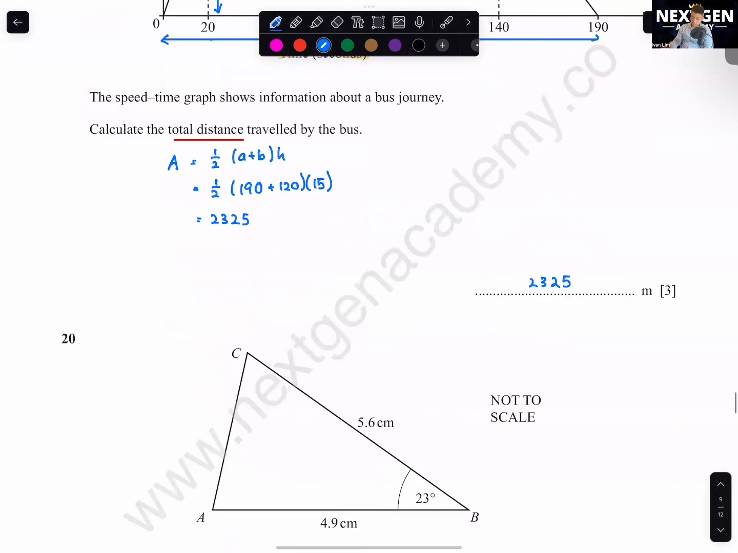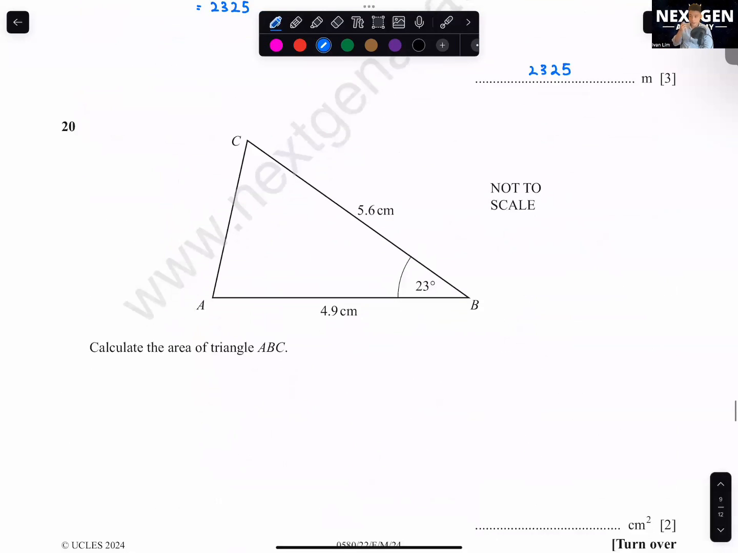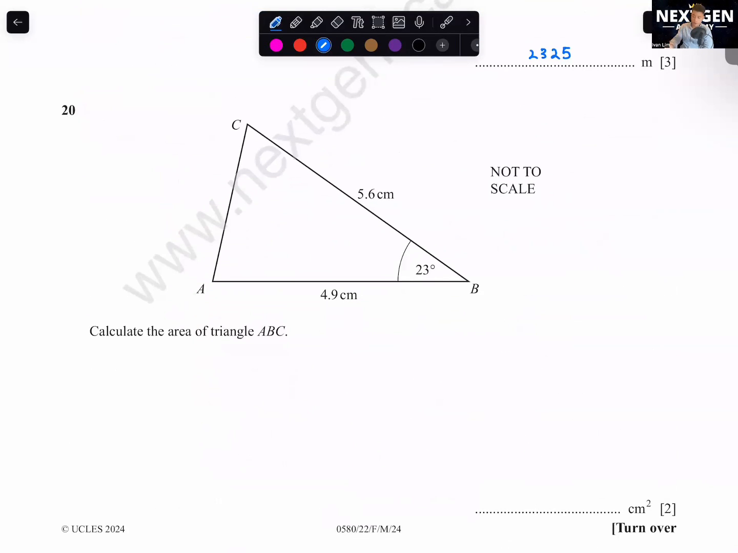Next one. Calculate the area of triangle ABC. Okay, triangle got two formula. One formula is half times base times height. That one if you got the right perpendicular height. But in this case, this one is, we call it the crocodile mouth. You can see the crocodile mouth. I have this part here. Cos rule. Hey, are you sure? Area of the triangle. Okay, we don't use cos rule.